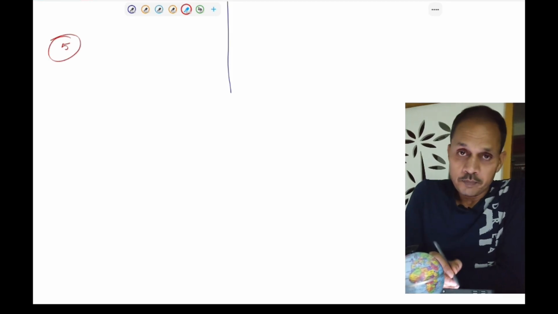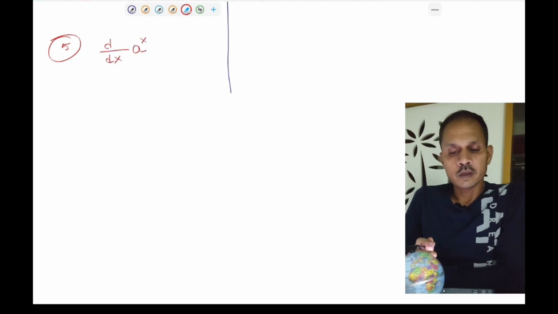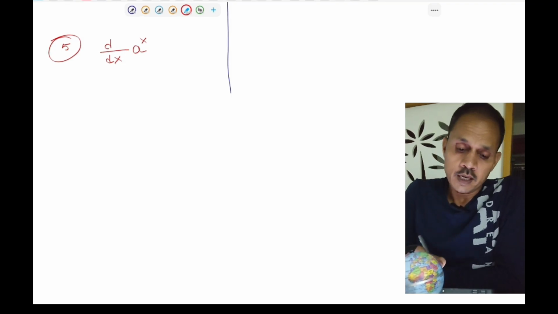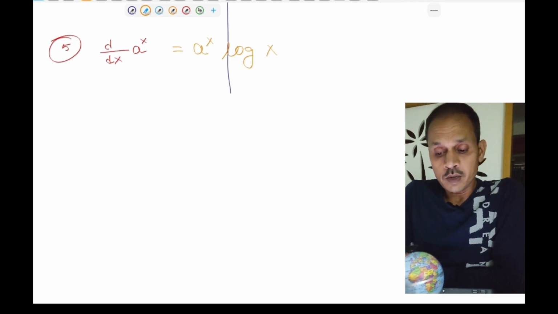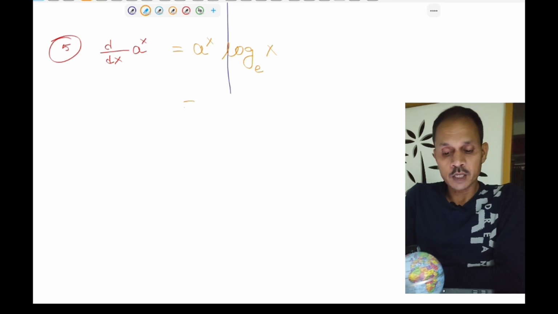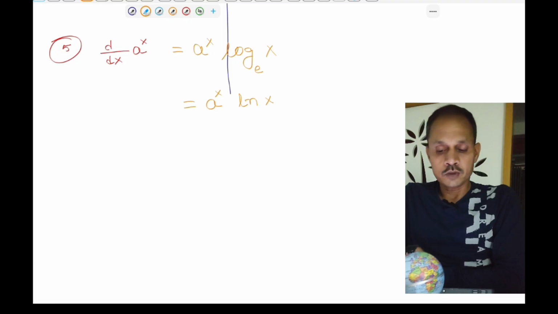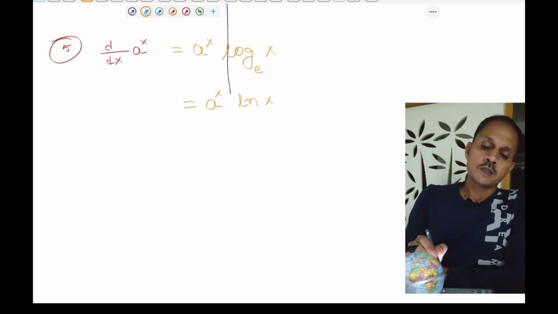Now let's check a power x, d by dx of a power x. What is the answer here? It is a power x into log x, and the base is e here, which we can also write as a power x into ln x. ln indicates natural logarithm, where e is the base. So a power x ln x, or a power x log x to the base e. Let's see the next equation.